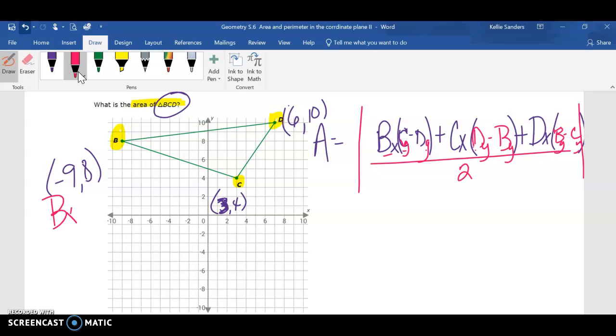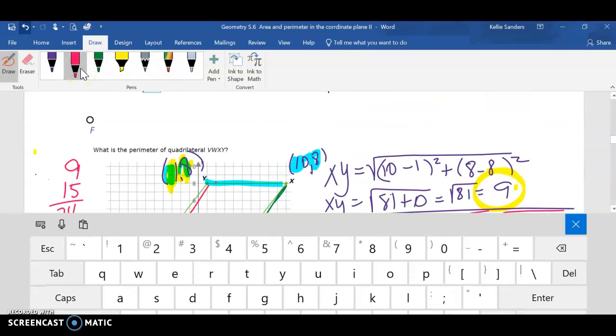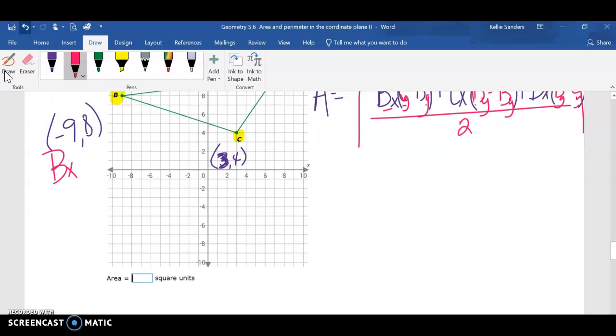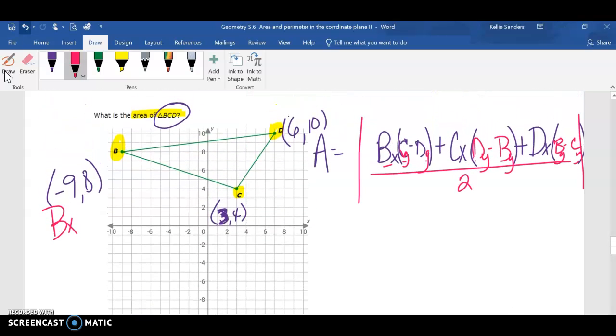Well, this is the X of the B, and that is so not right. Go figure, right? Anytime I mess up, I have to do all that. Okay, so on that, and this is the Y of the B. This is C's X, and this is C's Y. This is D's X, and this is D's Y. So after I get everything labeled, it's going to be really okay.